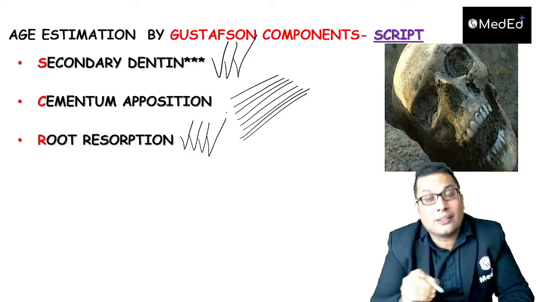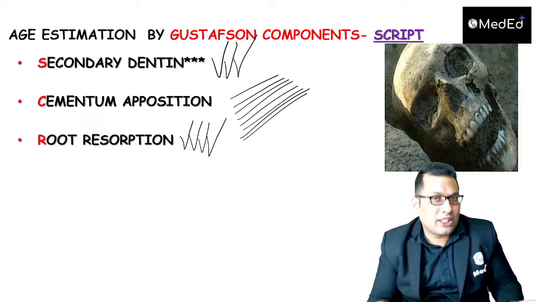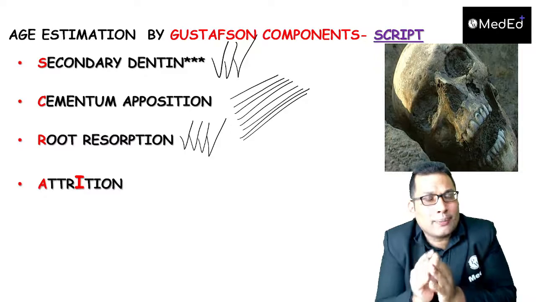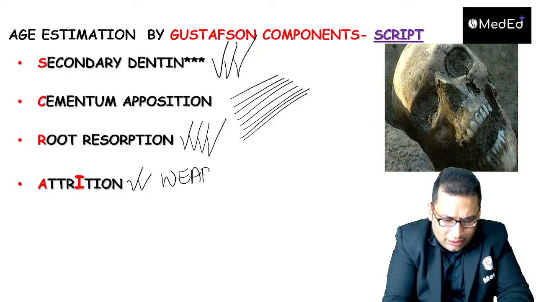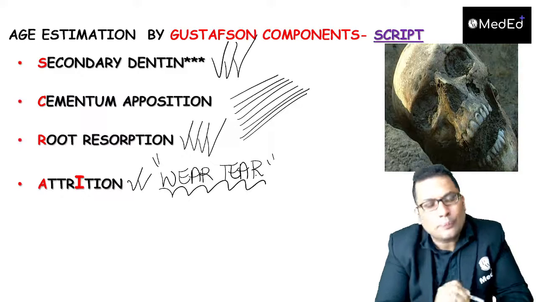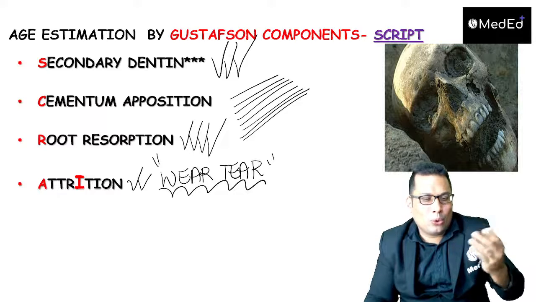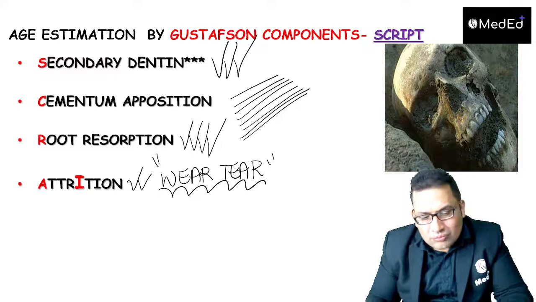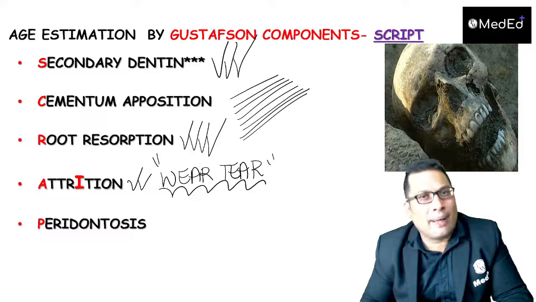Next, root resorption. Root resorption is a component. As you know, resorption is because of osteoclasts. They lead to bone resorption. Attrition. Attrition in Gustafson method, remember, it is wear and tear. One word answer, wear and tear. What happens when age advances? There will be more and more wear and tear of the teeth. More is the attrition, more is the age. That is the inference.